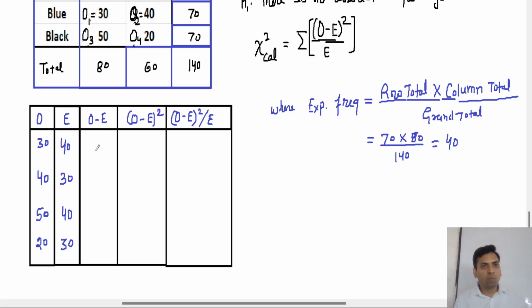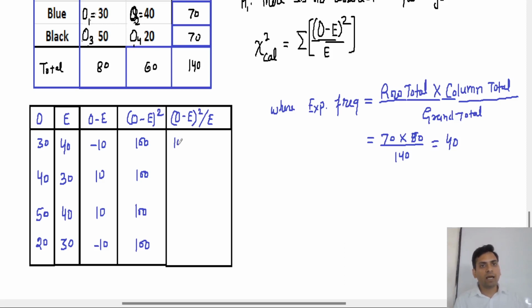Now subtract O minus E. So this difference is minus 10, and this is 10, this is 10, and this is minus 10. And then there are squares: 100, 100, 100 and 100. Clear? Squares of 10 and minus 10 are 100, and then this quantity is divided by the expected frequency.